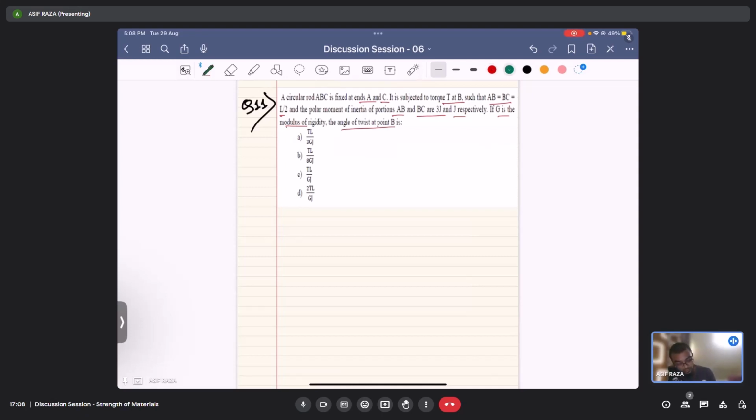Now let us draw the free body diagram first. So let me draw it. Circles are with torque at point B, A, B, C with length L by 2, and this has a polar moment of inertia as 3J and this as J.